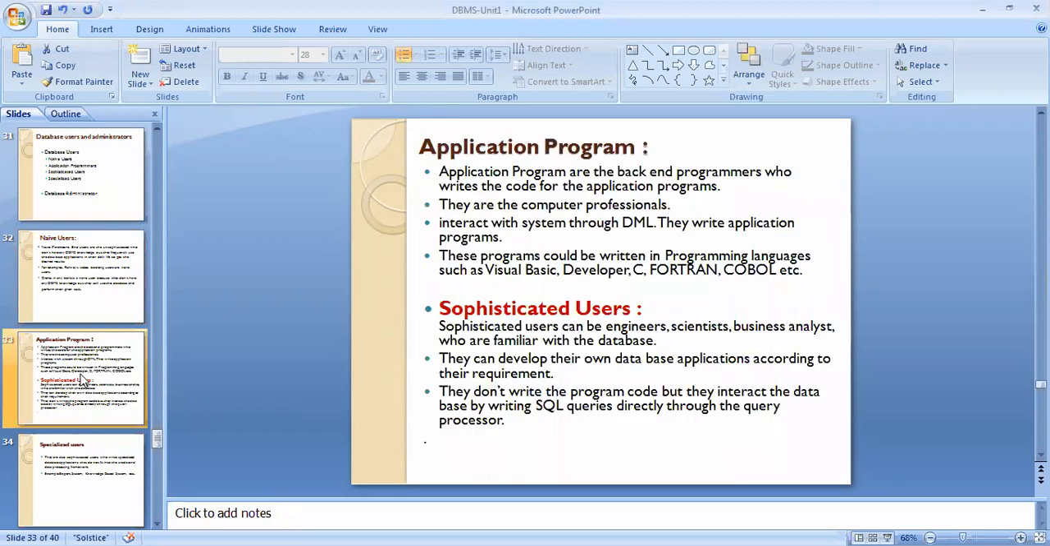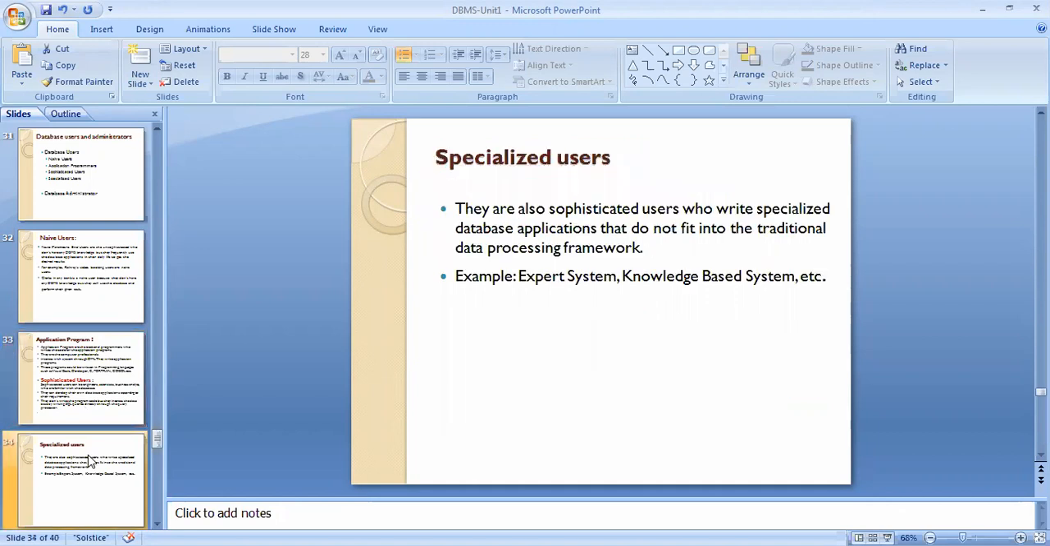The next point was the application programmer. These are the back-end programmers. They are computer professionals who have DML knowledge also. They can communicate with the database using the DML language. Then sophisticated users. A sophisticated user can be an engineer, scientist, or business analyst. They can develop their own database. And the specialized users. These are expert systems as well as knowledge-based systems.